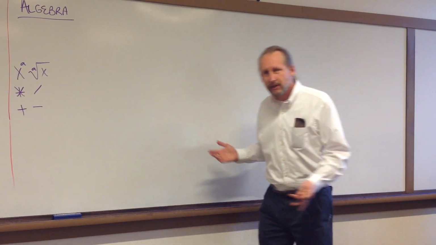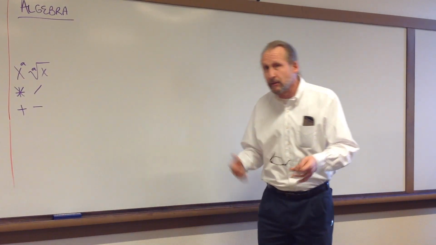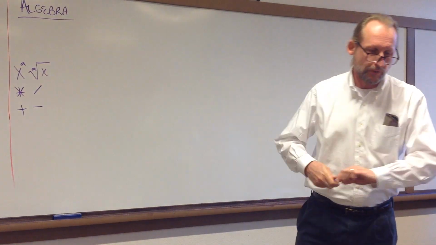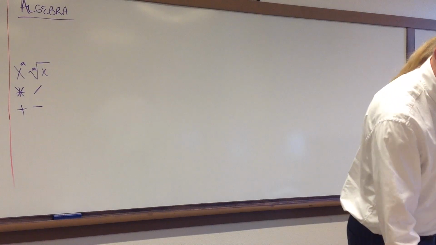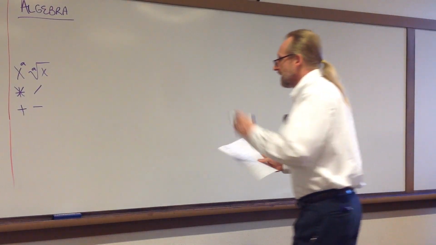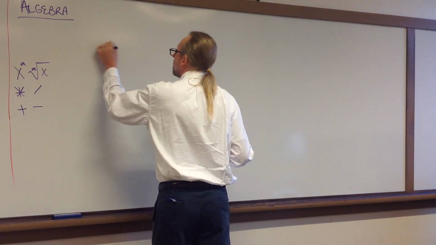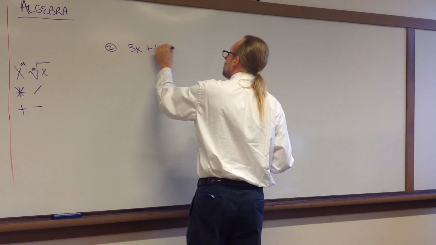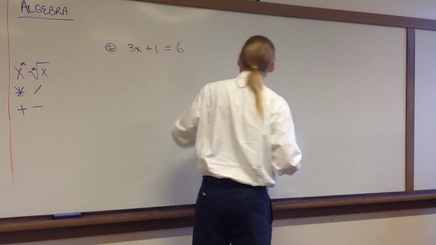Okay, so now we're going to take it a step further, make it a little bit more complicated, where we have to do a little bit of both. So let's take a look at problem 2 as an example and talk about how to approach solving these problems. So 3x plus 1 equals 6.